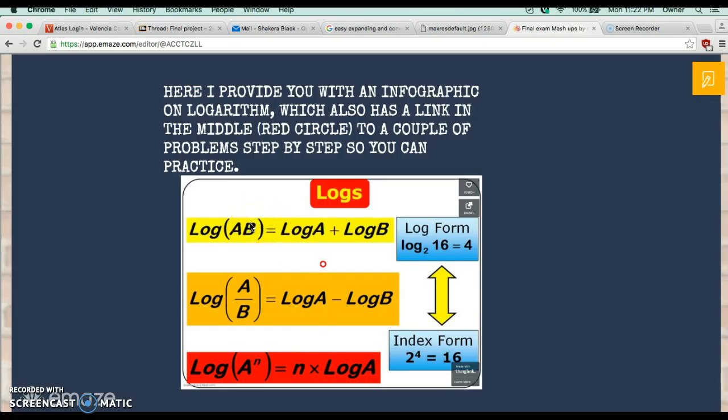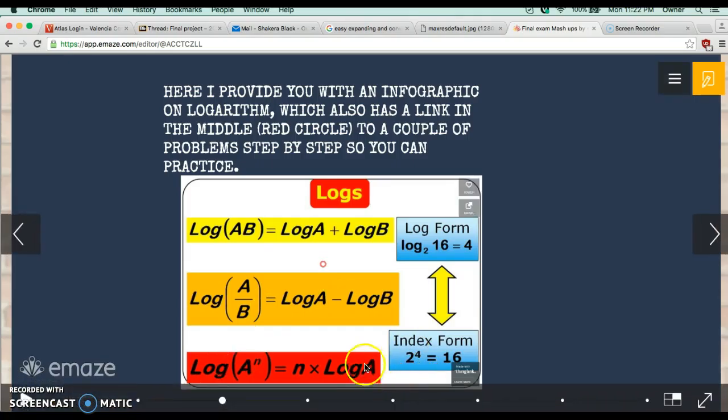And you're just going to do the inverse of the operation. So if it's multiplication, then you'll add. If it's division, then you'll subtract. And if it is raised to a power, you will multiply.